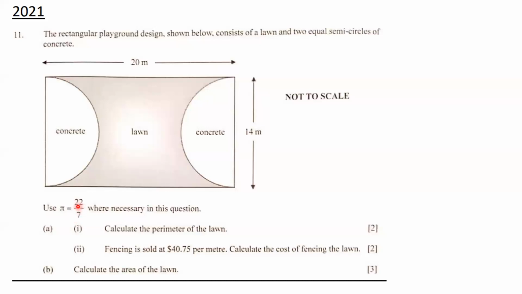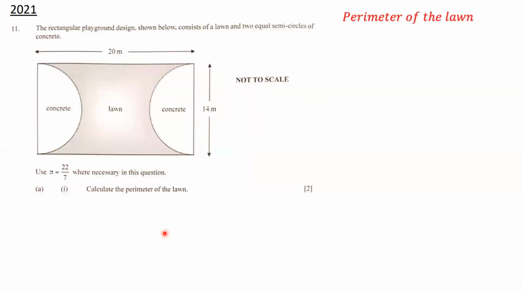Here, they told us to use pi as 22/7, and they want us to calculate the perimeter of the lawn. Now, perimeter is basically the distance around the shape. In order for us to find the perimeter of the lawn, we have to first consider this portion. Let's represent the perimeter of the lawn in red.